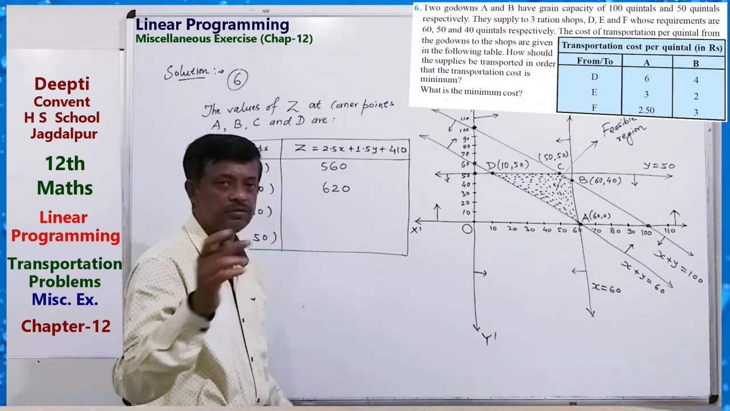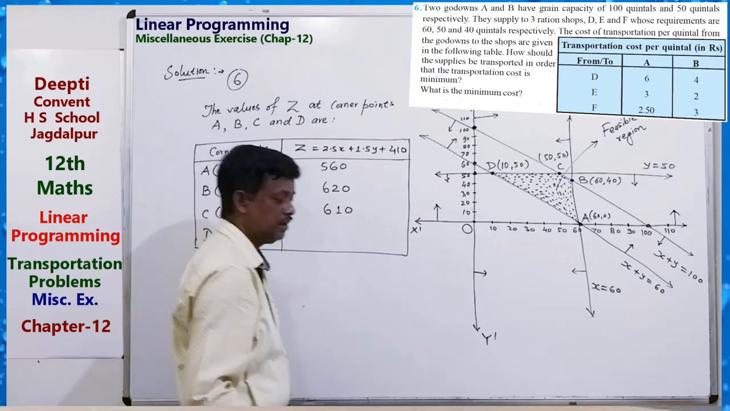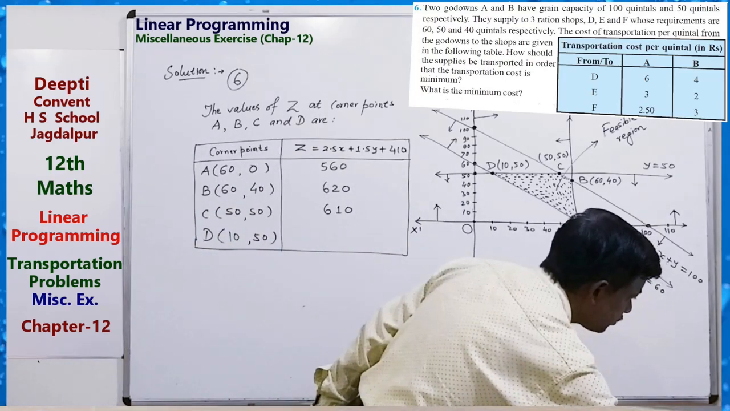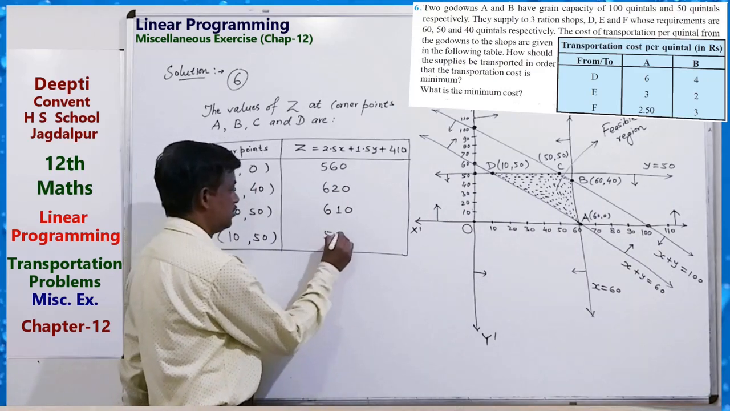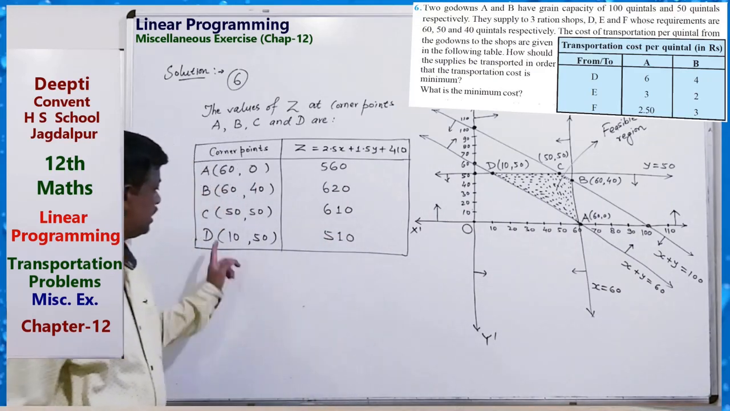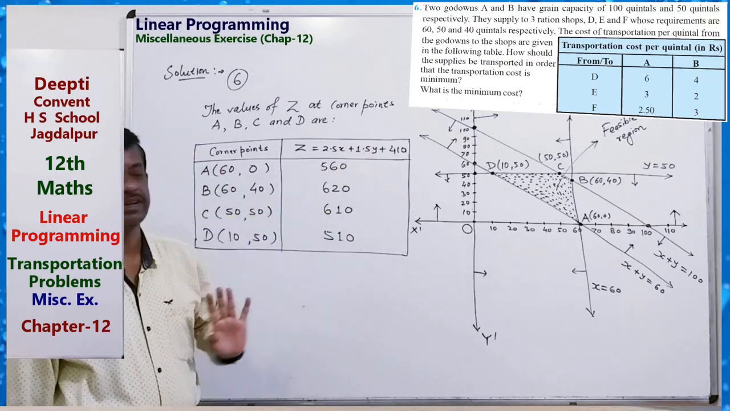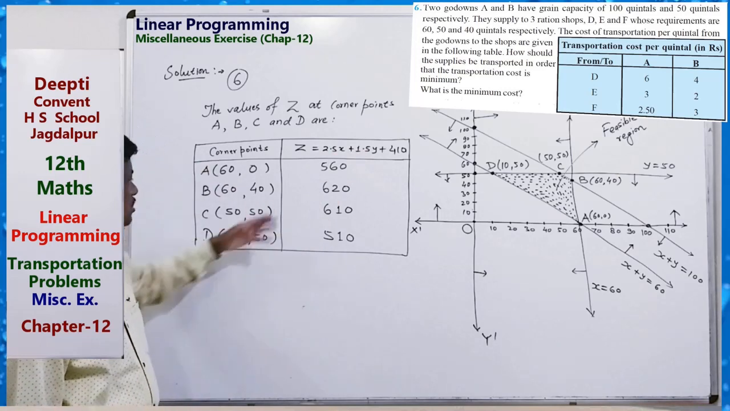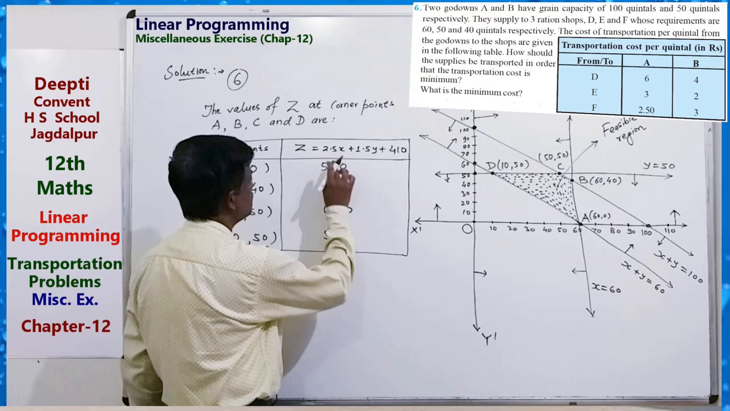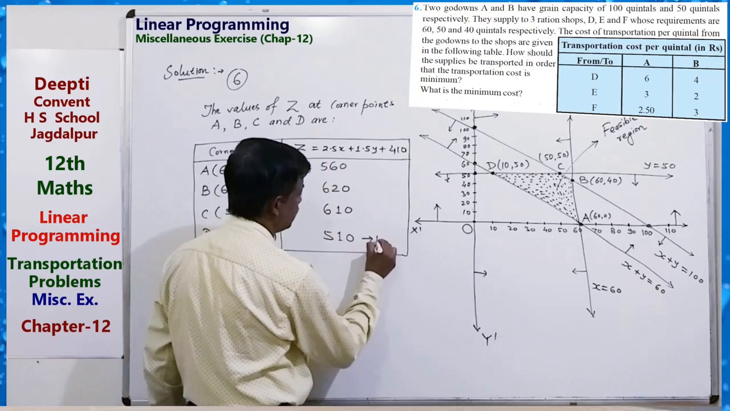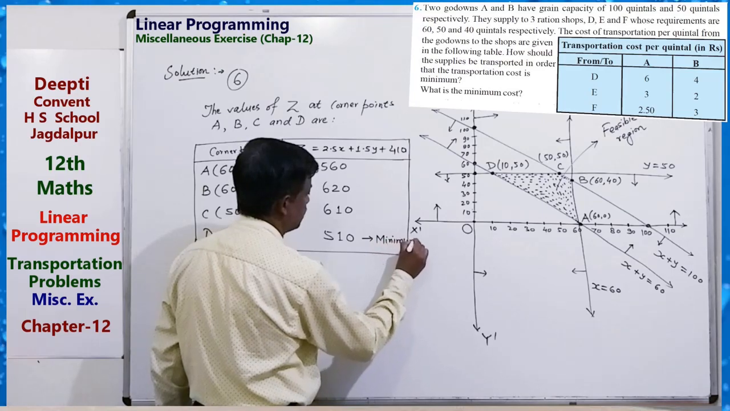You can also find the value 610. And the final value is 510. And 1050. Just find the value. After putting the values of x and y here, just add all these points, you can get the value of z. Here 510, this is the minimum value.